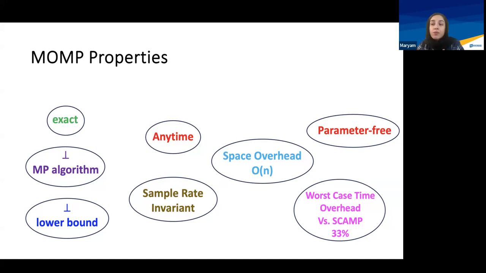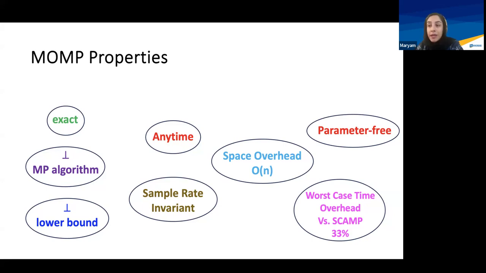MOMP processes datasets with hundreds of millions of data points, making it suitable for large-scale applications. It enables early termination of computations with meaningful intermediate results. Even in worst-case scenarios, where there are no motifs in the data or all the data points are motifs, the overhead is limited to just 33%.